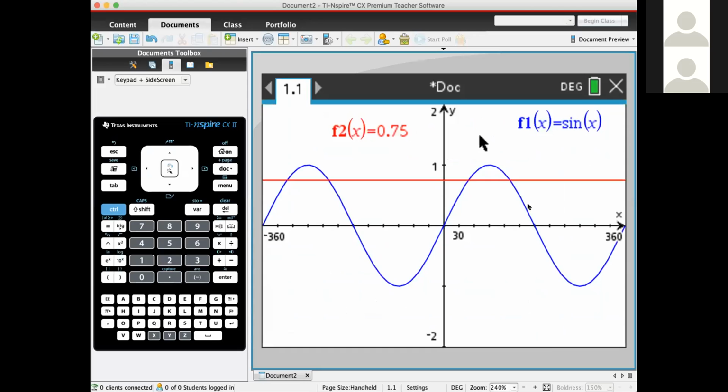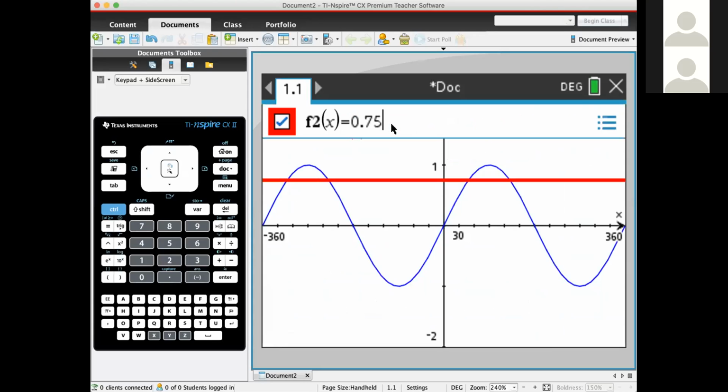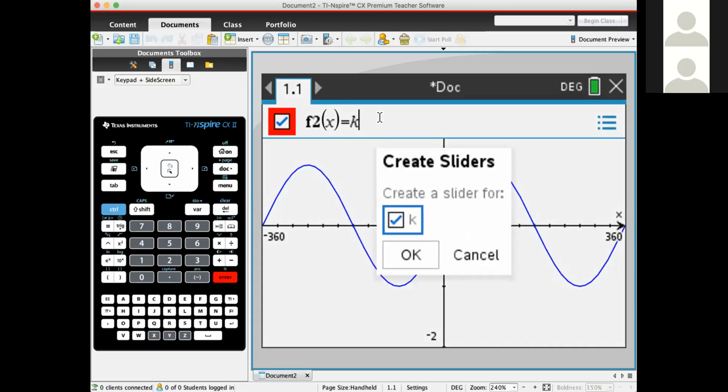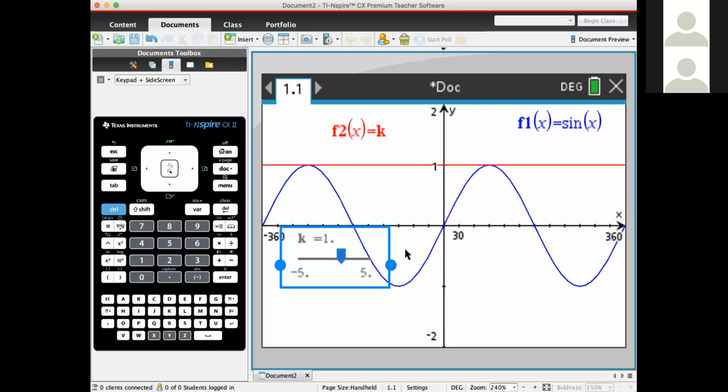And what we're going to do right now is instead of this, I'm going to just go and put k. Now k is not any particular number. We want to find that k. So when I hit enter, automatically our TI Inspire says, create sliders for k. And you say, okay. And so you create, and there it has already created that slider.